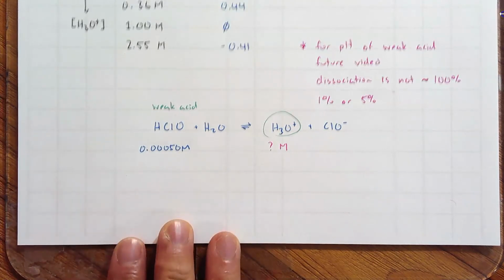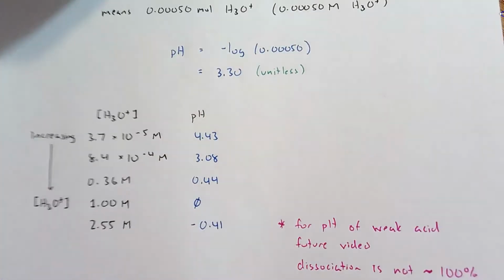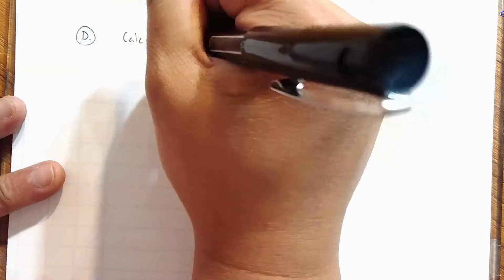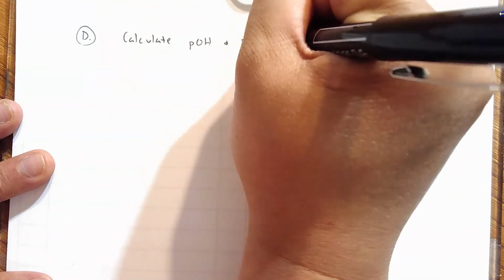Okay, the last thing I want to go over in this video is going in the opposite direction to calculate for H3O+. This is part D. This will be fast. Calculate... Oh, I forgot. The title says we also want to calculate pOH. No problem. pOH and the concentration of H3O+.